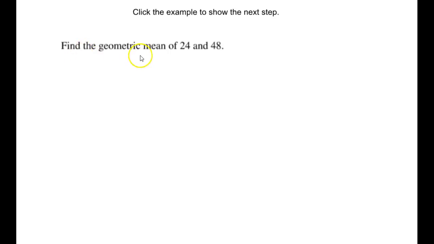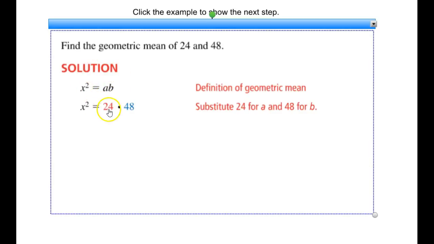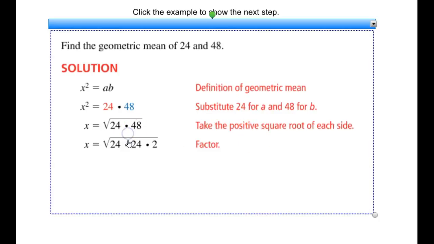So here's our example. Find the geometric mean of 24 and 48. I know that the definition of my geometric mean is x squared equals ab. So now I plug in what I know. a and b are 24 and 48, so I substitute. And I go ahead and take the positive square root. When I take the square root of a number, I have the positive or the negative, but here I only care about the positive value. So now I can go ahead and factor. And you'll see all I'm doing is simplifying my radical because I don't want to end up with decimals. I want to end up with my exact values.